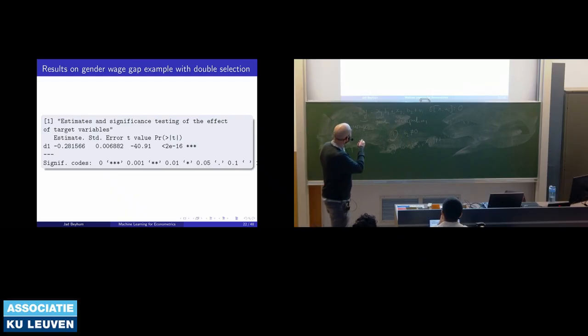And this is the standard error, and this is the p-value of the test. As I said, the double selection estimator is asymptotically normal, so you can do a test with a p-value exactly the same way as OLS once you have asymptotic normality. The p-value is 2 times 10 to the power minus 16, so it's extremely small. So you reject overwhelmingly the null hypothesis of no effect of gender.